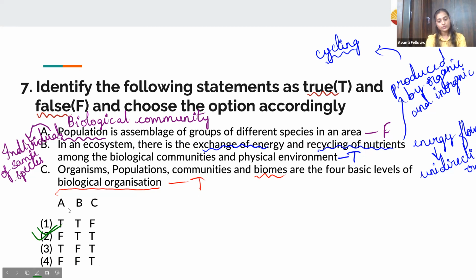Yes. So the first statement is false. The second statement is true, and the third statement is also true. Yes. So let's move on to the next question.